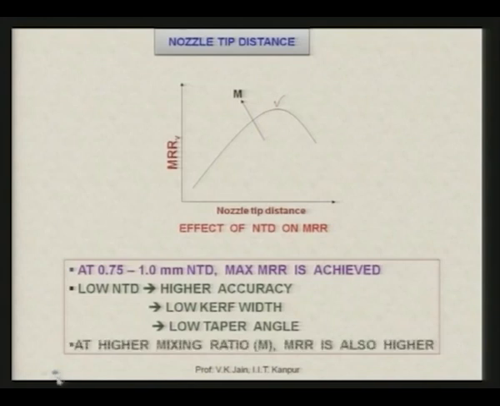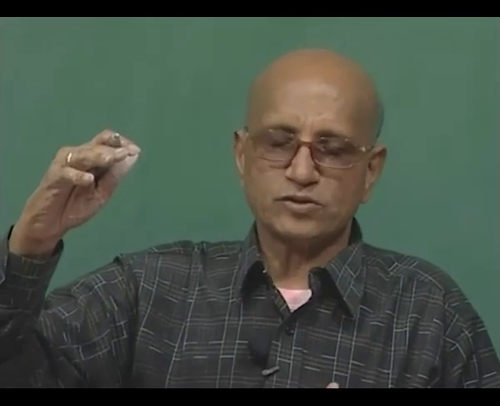At higher mixing ratio, M is the mixing ratio, material removal rate is also higher, and when the nozzle tip distance is very high, material removal rate starts decreasing, because at very high nozzle tip distance, the velocity, as I mentioned earlier, of the abrasive particles keeps decreasing because of the losses in the air, and that is why material removal rate starts decreasing beyond the optimum value.